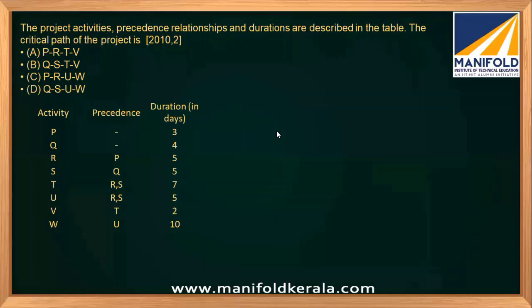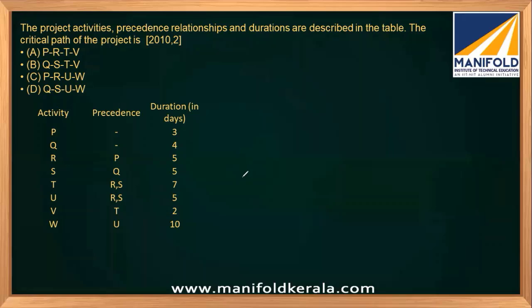This question is similar, just to find the critical path. So P, Q, R, S, T, U, V, W. The important thing is how you will draw the network. If you get the network, then find out the possible paths, and then find the critical path. So just draw the network.